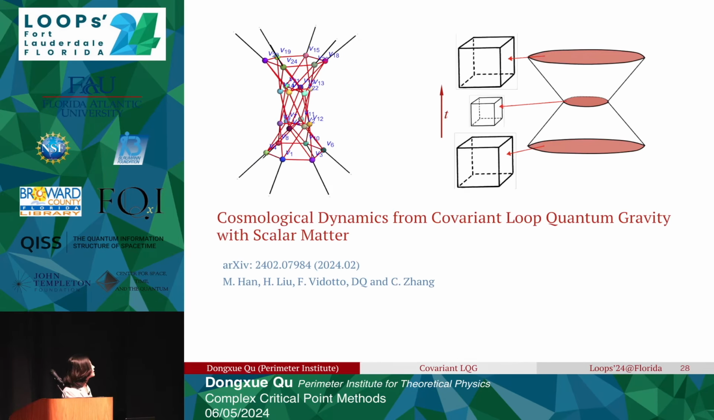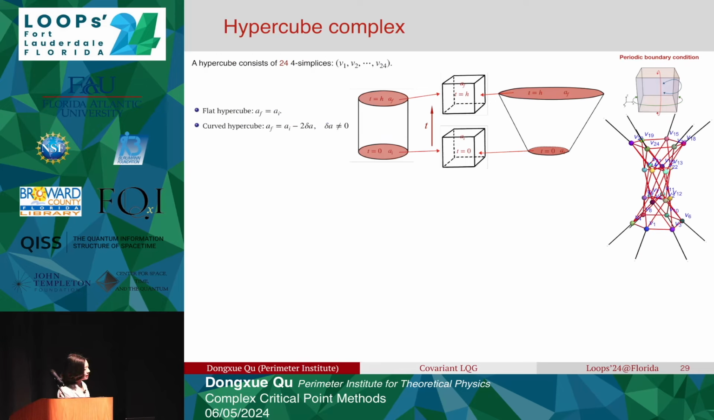Okay, so now I think we already know more than enough about the complex critical points and the applications. Let's go to some physical scenarios in cosmology. Let's look at the cosmological dynamics from the framework of spin foam with some scalar matter. I think the hypercube is the best model to study homogeneous and isotropic quantum cosmology. So we choose the hypercube complex, and because we want to apply spin foam, we triangulate the hypercube into 24 four-simplices. We also impose the periodic boundary condition.